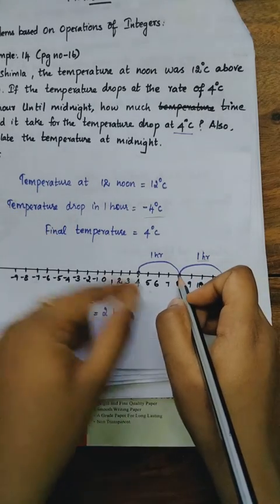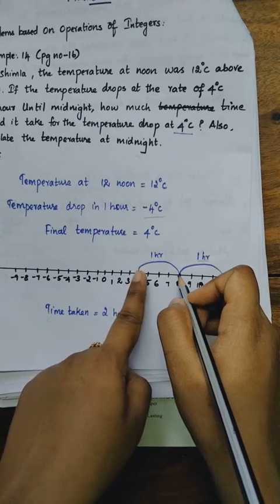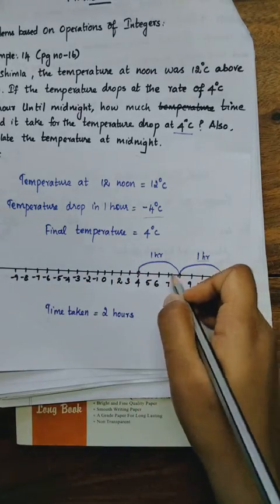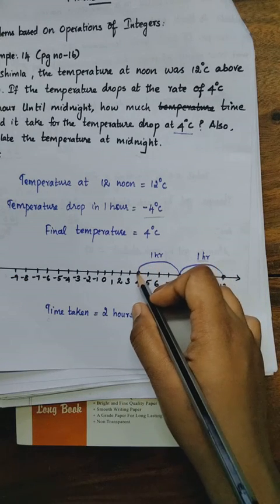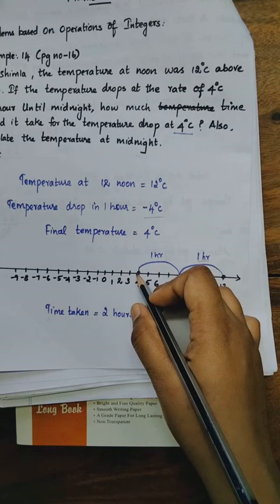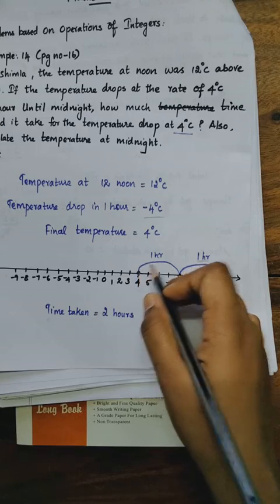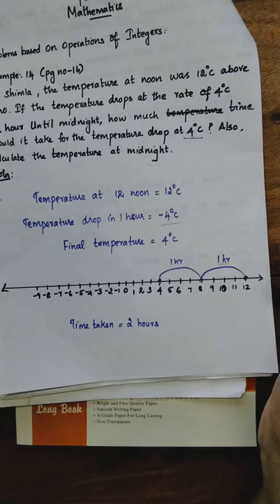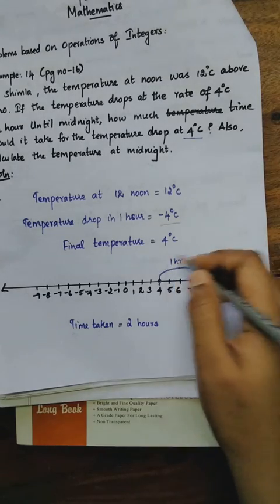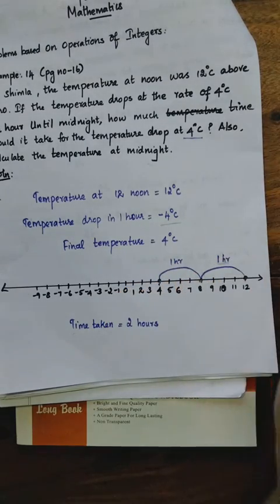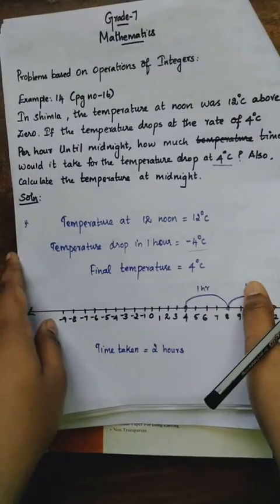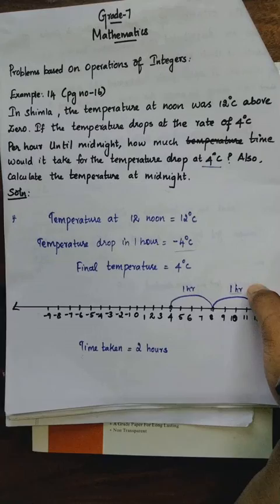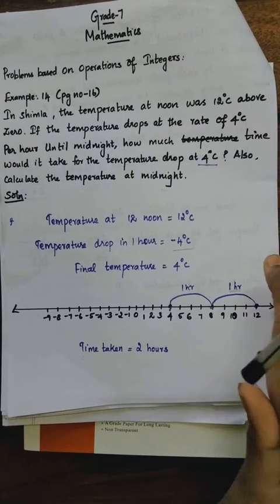Still we didn't reach our final temperature. This is our final temperature, right? So again decrease 4 degrees Celsius. 1, 2, 3, 4. So finally we reach our final temperature. So again it takes 1 hour. What's the total time taken? 1 hour, 1 hour, 1 plus 1 is 2. So total time taken is 2 hours. This is the time taken for the temperature to drop by 4 degrees Celsius. Do you all understand?